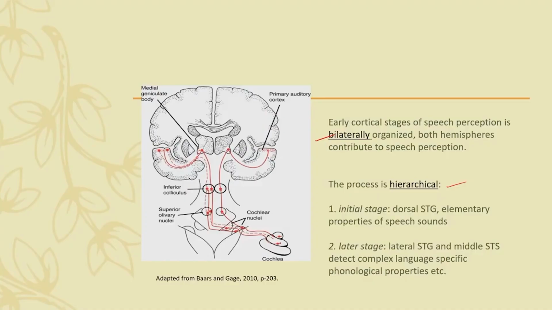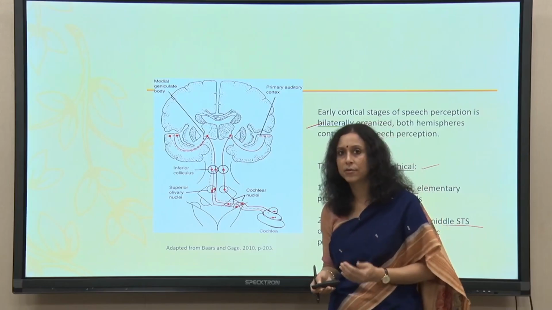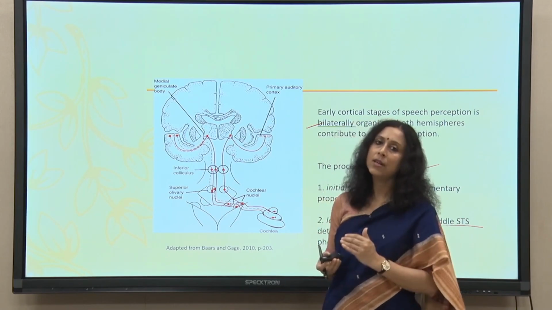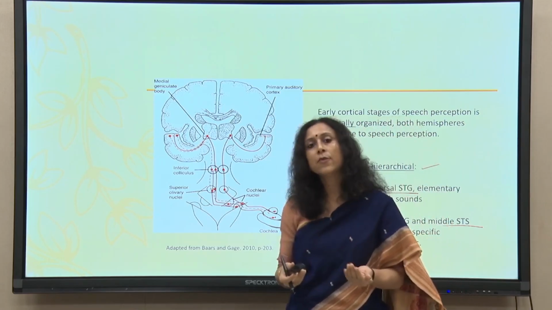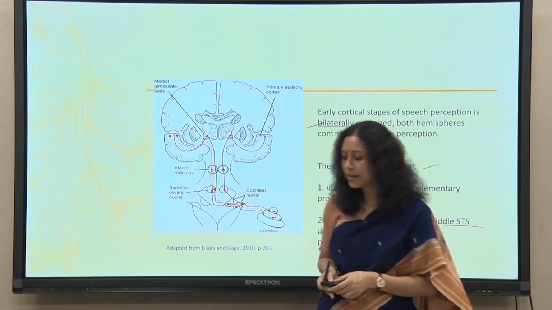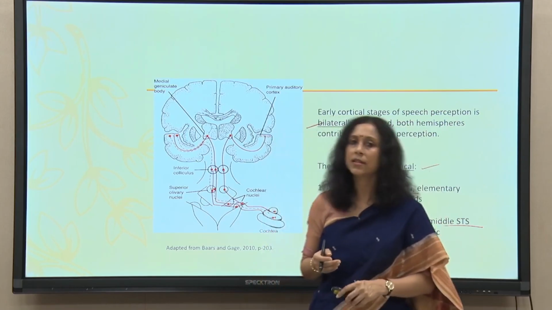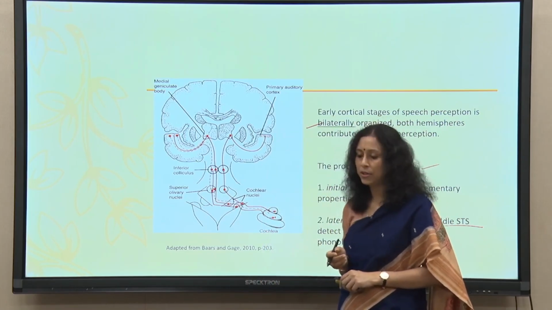The process is also hierarchical, and there are stages. In the first stage, the dorsal STG, that is the superior temporal gyrus, processes the elementary properties of speech sounds. In the later stage, the lateral superior temporal gyrus and middle superior temporal sulcus process the complex language-specific phonological properties. So there is a hierarchy of function depending on what the process is and where it is processed. There are different areas responsible for different functions and processes in that pathway.